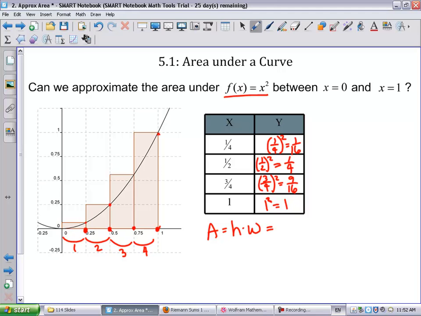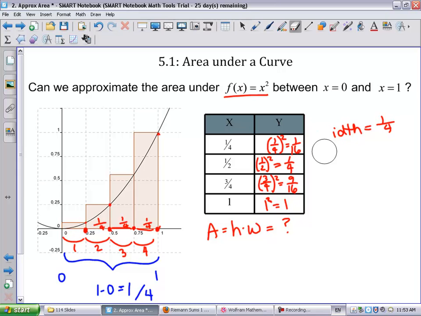So we have the heights. How wide are these rectangles? Well, you can just kind of look here. Each width here is 1/4, right? Because we took 1 and split it into 4 pieces. So the width is 1/4. The way you would do that in general is you would say that if we're going from 0 up to 1, that's a length of 1. 1 minus 0 gives us a length of 1. And then we're going to divide it up into 4 pieces. So we get 1/4.